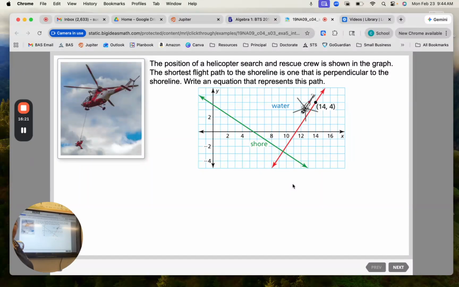All right. The position of the helicopter search and rescue crew is shown in the graph. The shortest flight path to the shoreline is one that is perpendicular to the shoreline. Write an equation that represents its path. So they're telling you the green line and the red line are perpendicular, correct? So what do we know about their slope? Which means it's opposite inverse, correct, of each other. Write an equation that represents the path of the red line, yes?